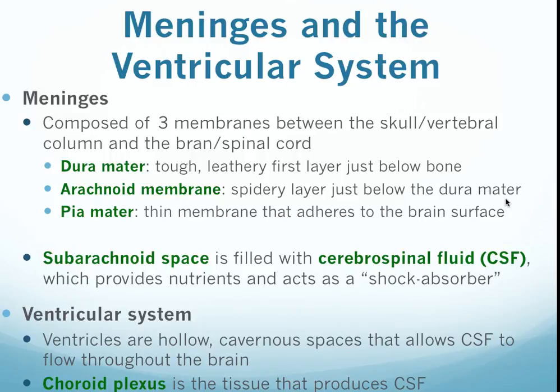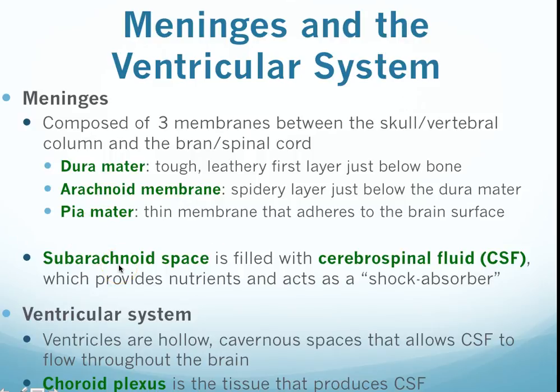They also separate the vertebral column, or the vertebrae, the bones in your spine, from your spinal cord. So they're present in both places. The meninges are made of 3 different parts: the dura, the arachnoid membrane, and the pia mater. There is a subarachnoid space in here that's filled with CSF, and we're going to see that in a second.